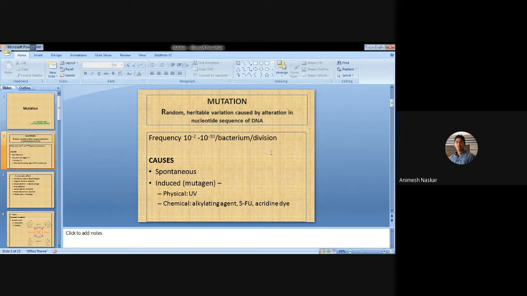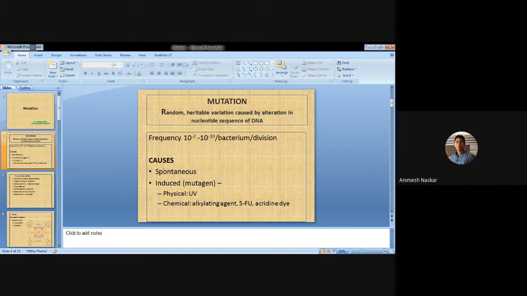Another is induced. Induced means a physiochemical inducer, maybe physical or chemical. A physical inducer like UV can induce mutation of the DNA. Another is the chemical mutagen. They have the ability to create a mutation in particular DNA molecules. Creating a mutation means creating a change, an alteration in the DNA molecules.